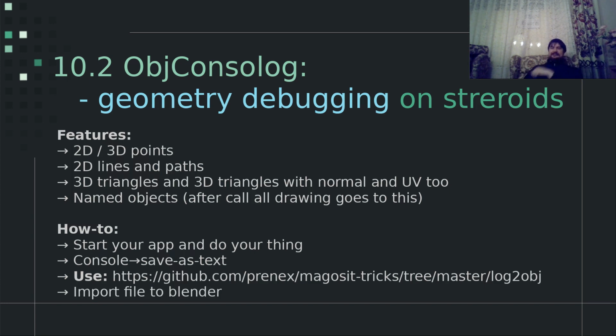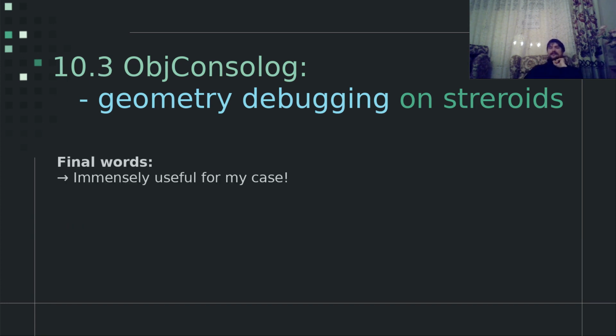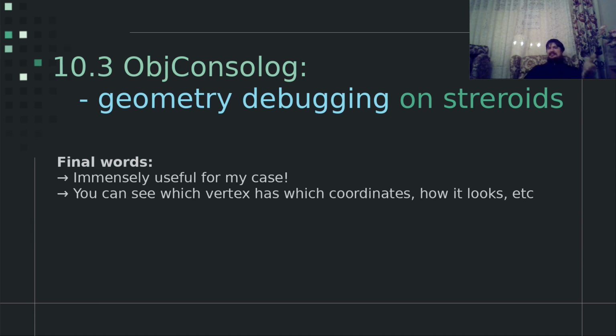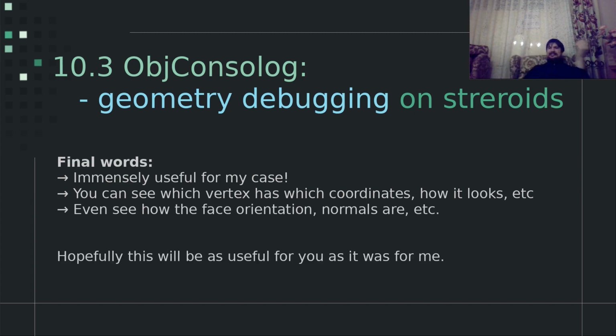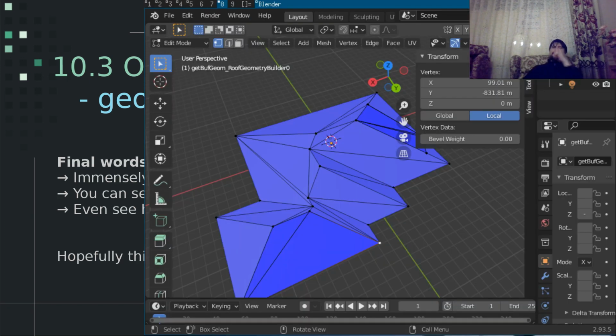Very nice, very clean. And to say a few finer words, this is immensely useful for my case. You can see which vertex has which coordinates, how it looks, whether the face orientation is normal, so you can read the coordinates of some buggy vertex or face that you know is always buggy, but there is a bunch of data and you don't know which is which. So it's much easier this way, and hopefully this is as useful for you as it was for me, considering this and also all the others that have been presented in this presentation.